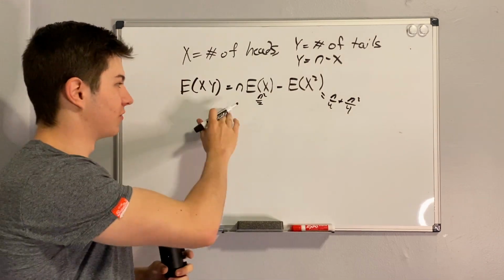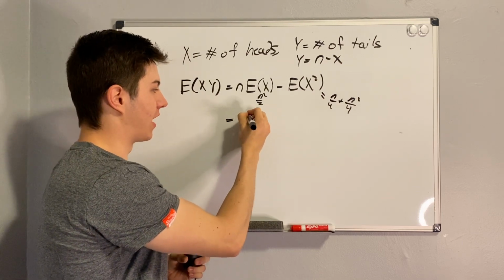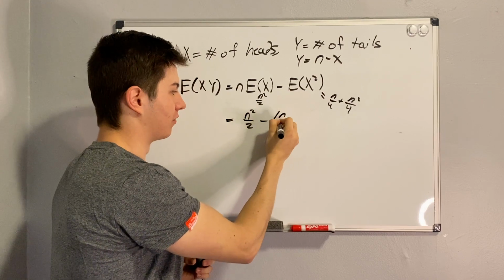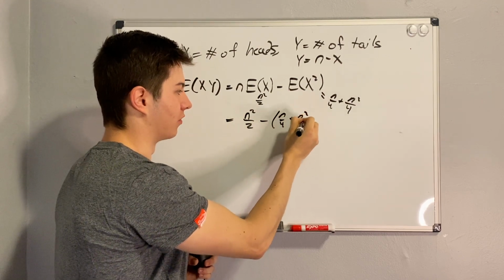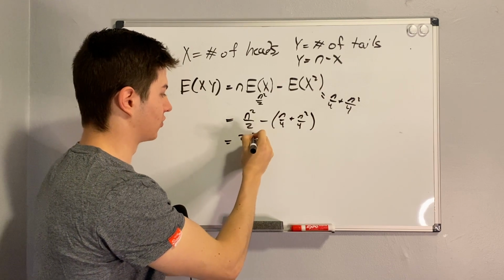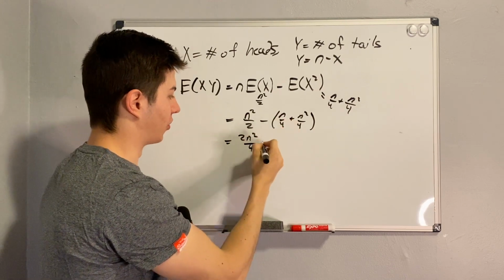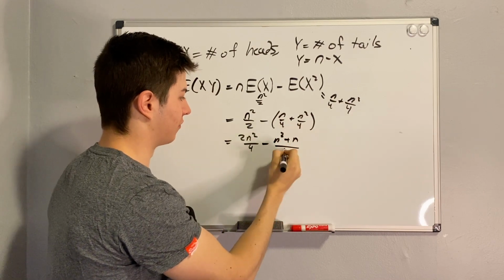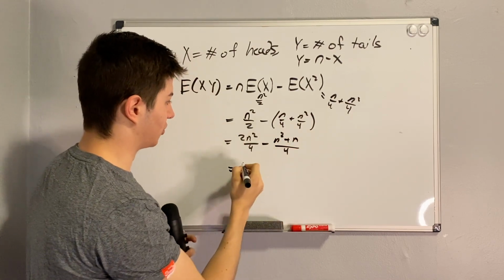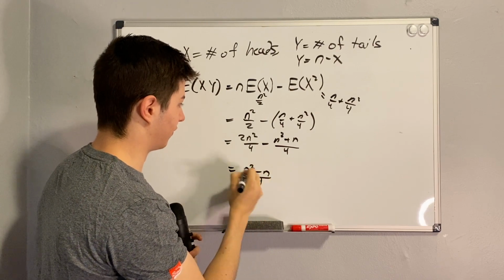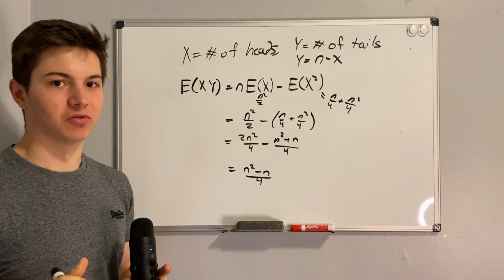All right, so the expectation of xy is now given by n squared over 2 minus (n/4 plus n squared over 4). Here we can multiply by 2 to give 2n squared over 4, and then the other term is minus (n squared plus n) over 4. And so the whole solution is n squared minus n over 4. This is actually (n squared minus n) over 4.